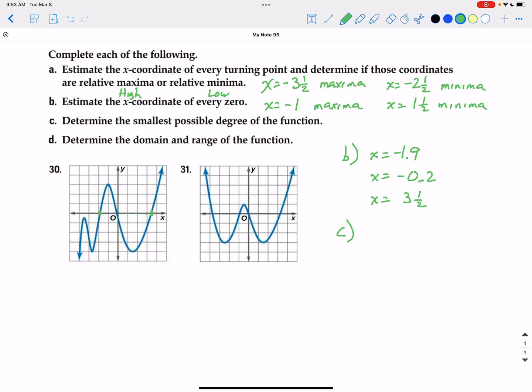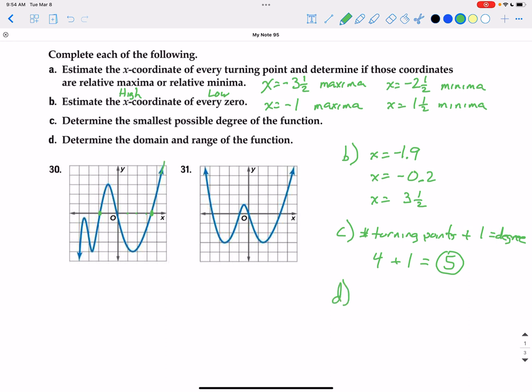Part C, determine the smallest possible degree of the function. In the video that you watched, the degree is found by taking the number of turning points plus 1. That means it's going to be the exponent that you're going to see in the polynomial equation. We already know it has 4 turning points because we figured that out in part A. So 4 turning points plus 1 gives you the degree of 5. This is a 5th degree polynomial. That's part C. And then part D is good old-fashioned find the domain and range.